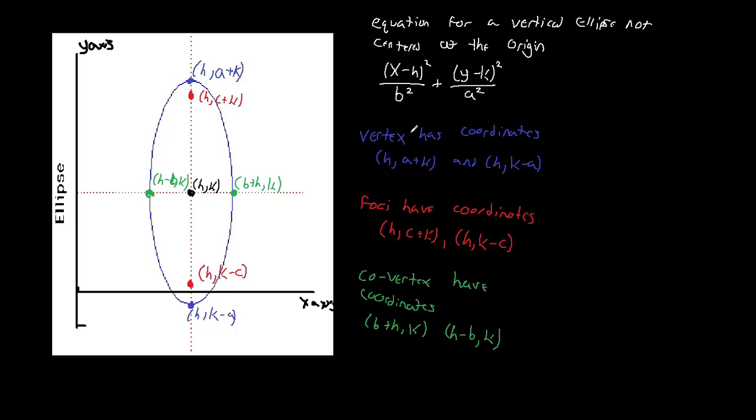And so in the next video, we're going to look at how we can pull together an equation for a vertical ellipse not centered at the origin if we're given some of the parameters. Hopefully this video made sense. If anything was confusing, please go back and rewatch the parts you're confused about.